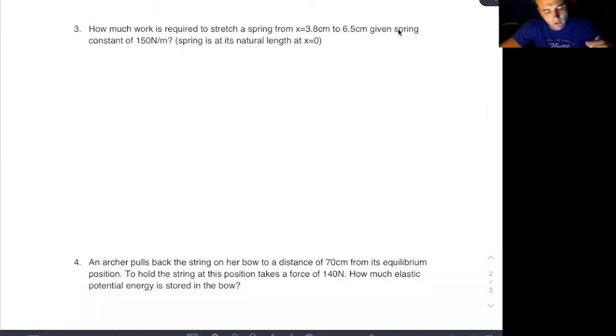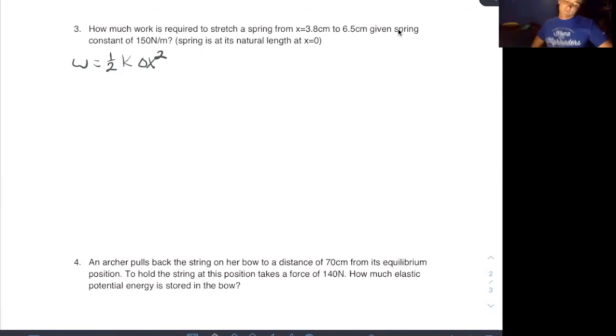All right, so number 3, how much work is required to stretch a spring from 3.8 centimeters to 6.5 centimeters, given the spring constant is 150 Newton meters. The spring's natural length is at x equals 0. So we know this equation for work, where it's work equals 1/2 k delta x squared. Okay, so we can use this equation, right? And that'll give us the work. So, because we have all the variables here, we have the change in displacement of the spring or position, and then we have the spring constant.